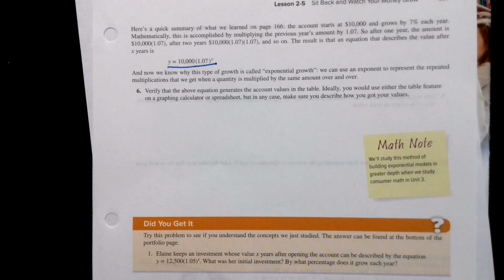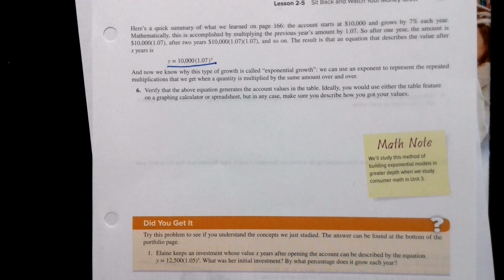And now we know why this type of growth is called exponential growth. We can use the exponent to represent the repeated multiplications that we get when a quantity is multiplied by the same amount over and over. Verify that the above equation generates the account values in the table. Ideally, you would use either the table feature on a graphing calculator or a spreadsheet, but in any case, make sure you describe how you got your values.